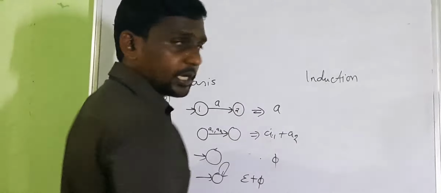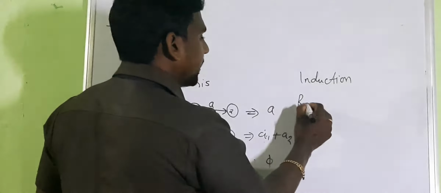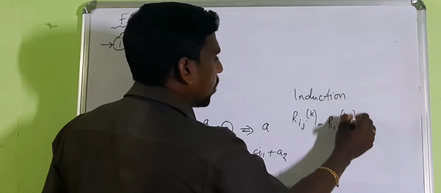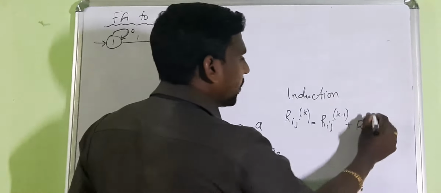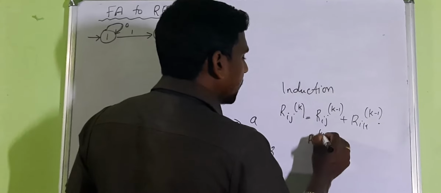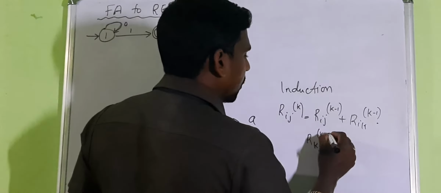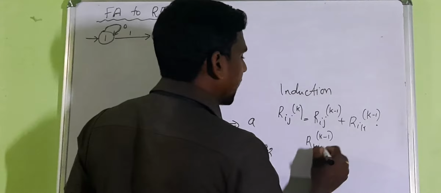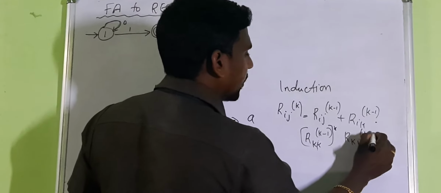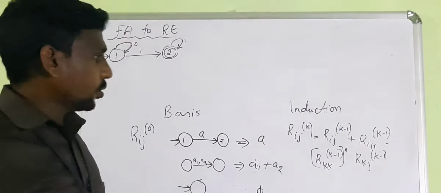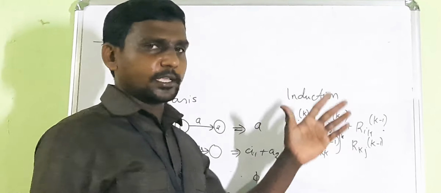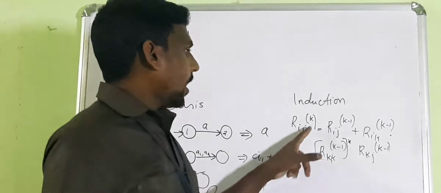In the induction part, I taught you one formula. Do you remember? R_ij power k is equal to R_ij power k minus 1 plus R_ik power k minus 1 into R_kk power k minus 1 the whole star into R_kj power k minus 1. This is the formula; in the previous video class I taught you how it comes, case 1, case 2. Just recall the previous video class. This is the induction formula.